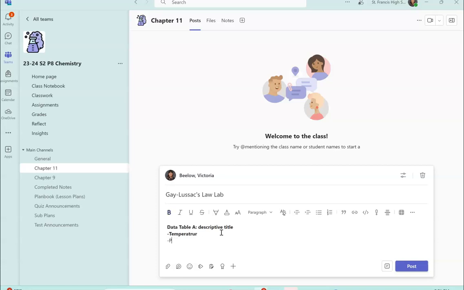Titles are very important in your table and in the graph. If I am somebody reading it, I should be able to read that title and know what your data means. So you measured the pressure and temperature of, this is the gases unit, right?